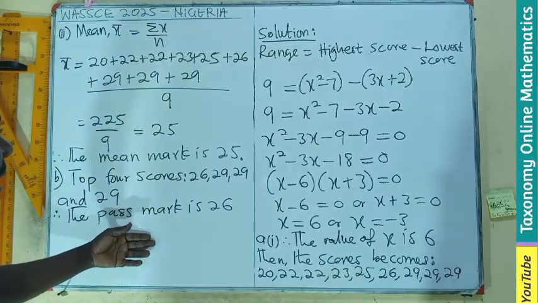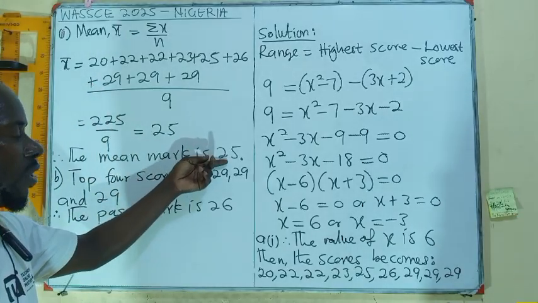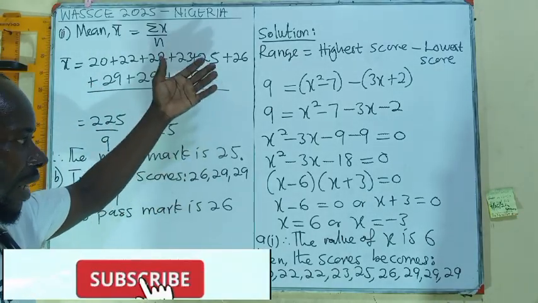So you can see the pass mark is 26, the mean is 25, and the value of x is 6.